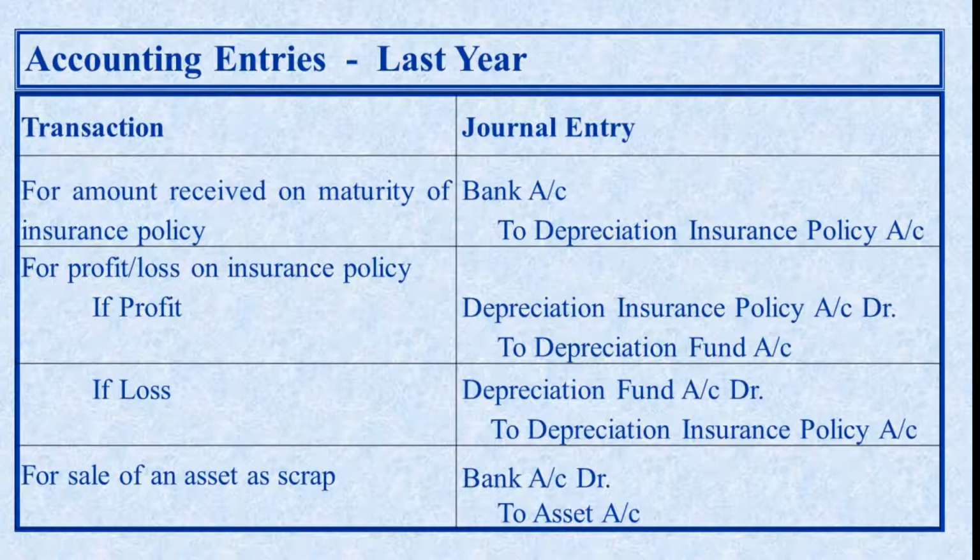If any profit is made on insurance policy, the profit is transferred to depreciation fund account by passing an entry depreciation insurance policy account debit to depreciation fund account. If there is loss on insurance policy, the entry to transfer loss is depreciation fund account debit to depreciation insurance policy account. That is, depreciation insurance policy account is credited and depreciation fund account is debited.